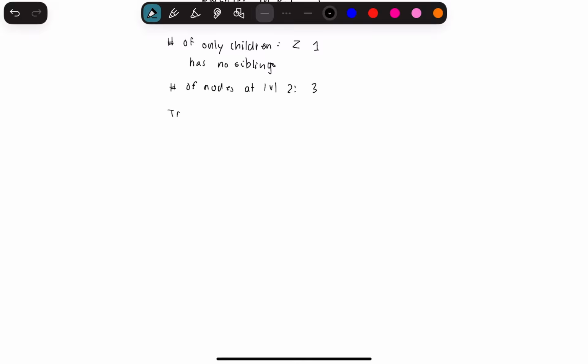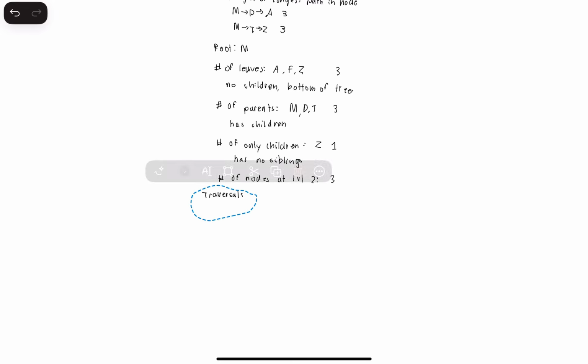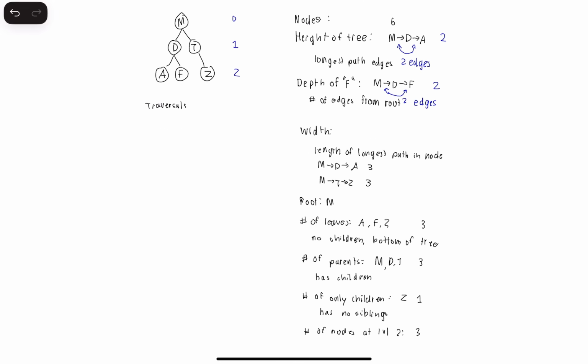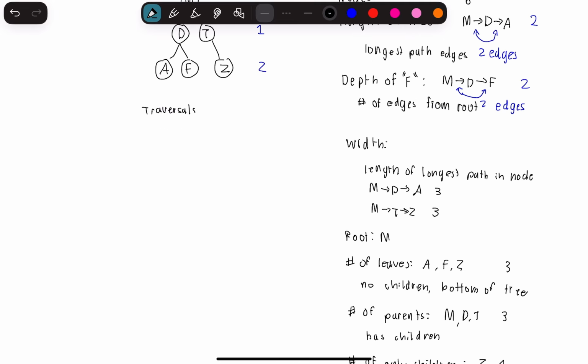Now let's do traversals. So when we do traversals, if we do pre-order, we know pre-order is when you examine root, then you look left, and then you look right. What this means is you look at the root first, you process the root. After you process the root, then you process the left subtree. And then after you process the left subtree, then you process the right subtree.